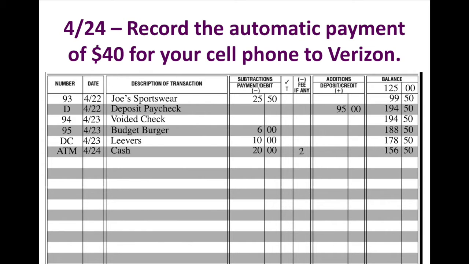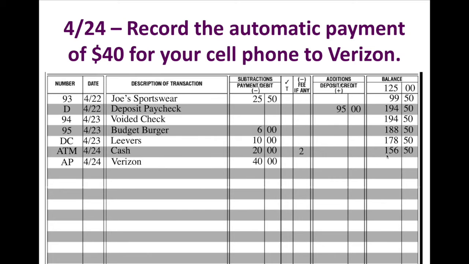So the number that we're going to use is AP. Again, another shortcut for automatic payment. The date is the 24th. Description of transaction, Verizon. The money is going to Verizon. Again, it is a deduction in your checking account, so we will go to this column here and put $40 in there.